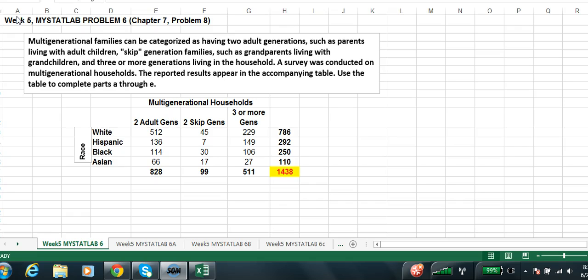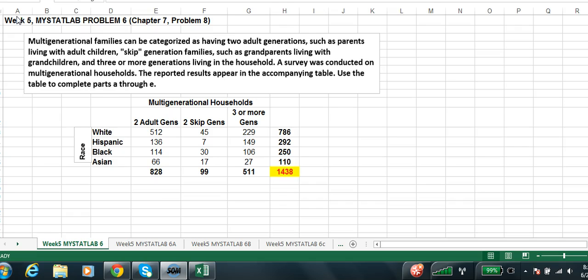Today we are looking at probability and it's week 5. My name is Helen and I'm going to show you how to solve MYSTATLAB question 6. MYSTATLAB question 6 is taken from problem 8 in chapter 7.